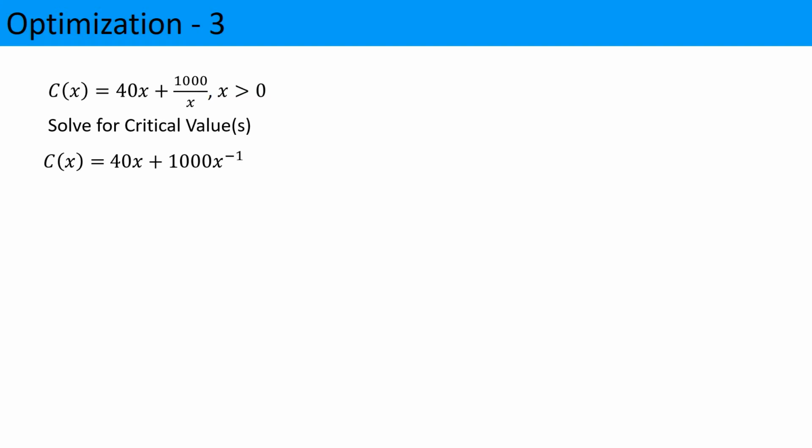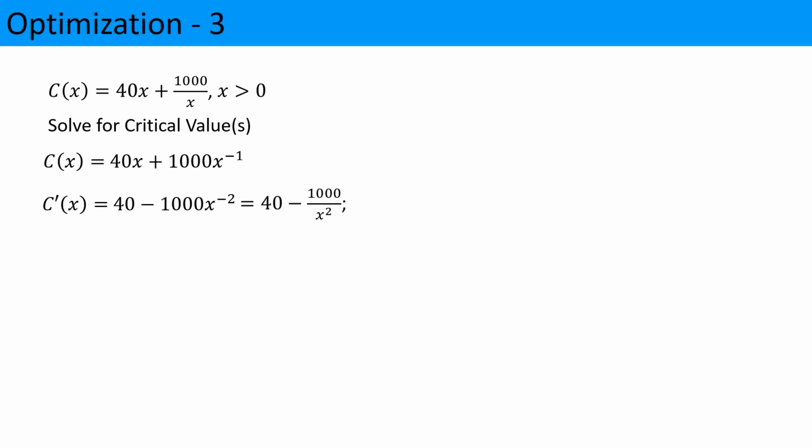Expressing the 1 over x as x to the minus 1 lets us use the power rule. Now we'll find the derivative. C prime of x is 40 minus 1,000 times x to the minus 2. The derivative of 40x is just 40. We bring down the minus 1 multiplied to the 1,000. That makes it minus 1,000, and then x to the power of negative 2. We express that as 40 minus 1,000 over x squared.